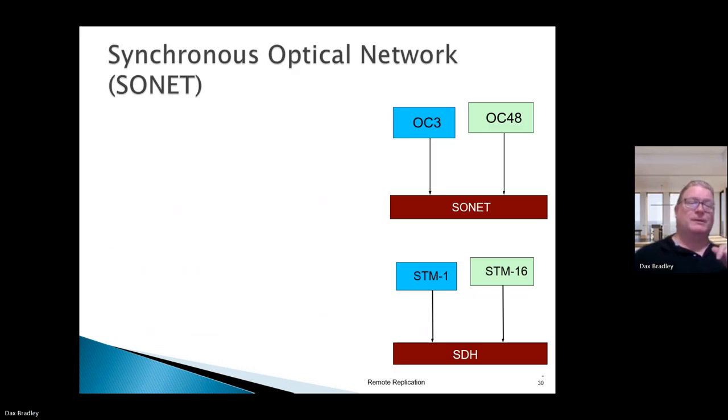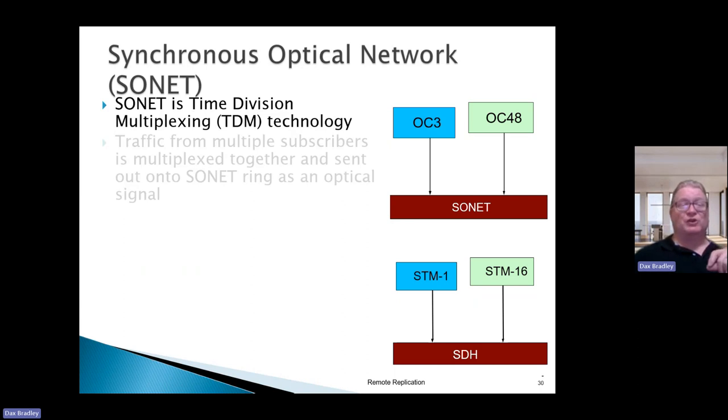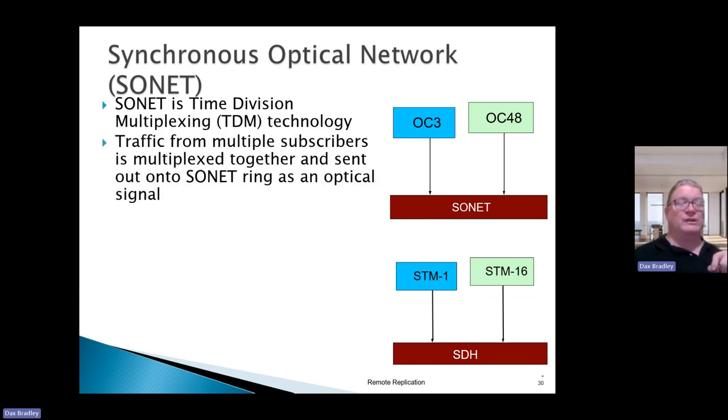You can have those different services, which then reach the remote site, which demultiplexes it, breaks it down, and sends it out. In the SONET service, or synchronous optical network, it uses time division multiplexing technology. Traffic from multiple subscribers is multiplexed together and sent out on a single SONET ring as an optical signal.